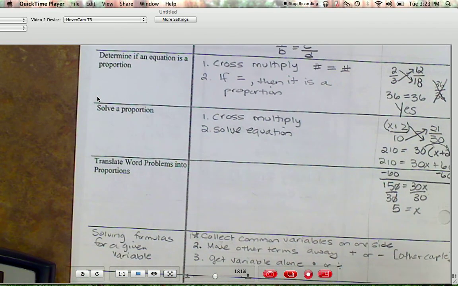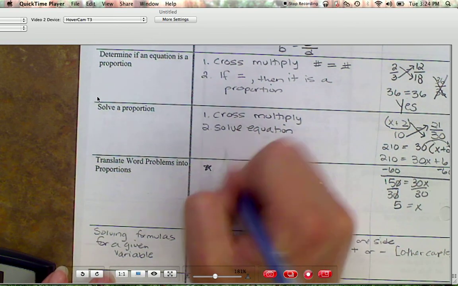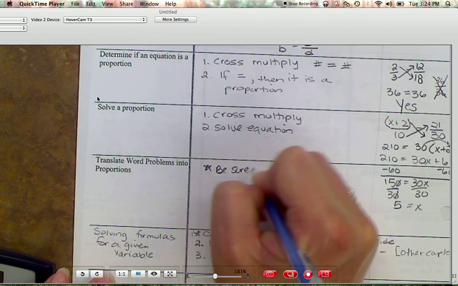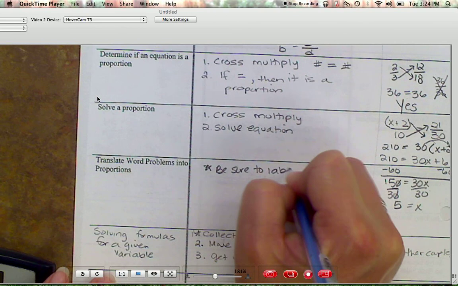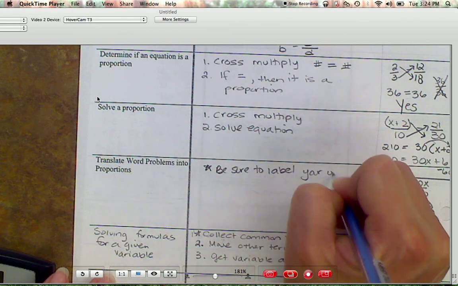Okay? So when you're translating, a couple things. Come over to your Cornell note sheet. Be sure to label your units.